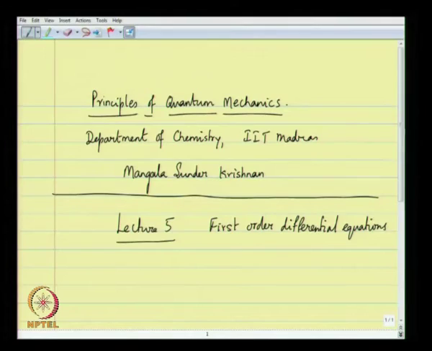The course contains some mathematical preliminaries which we are currently looking at, and today and possibly the next one or two lectures we will look at an important area of mathematics that has been employed in quantum mechanics very thoroughly in the beginning, namely differential equations. The Schrodinger equation was proposed initially as a second order differential equation in coordinates and a first order differential equation in time.